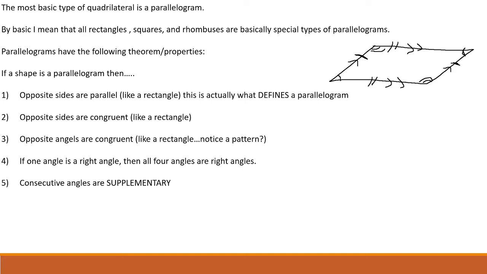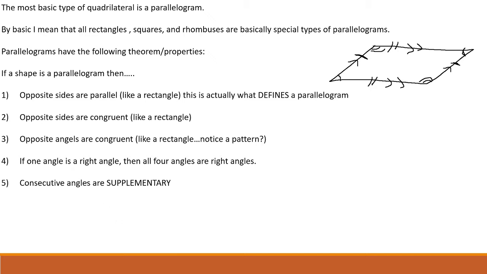Now, the first three properties are just like what you would have in a rectangle. That's because a rectangle is basically a special kind of parallelogram, so that's why it shares a lot of the same properties. In fact, number 4 is what actually makes a rectangle: if one angle is a right angle, then all 4 angles are right angles. That's the definition of a rectangle: basically a parallelogram with 4 right angles.